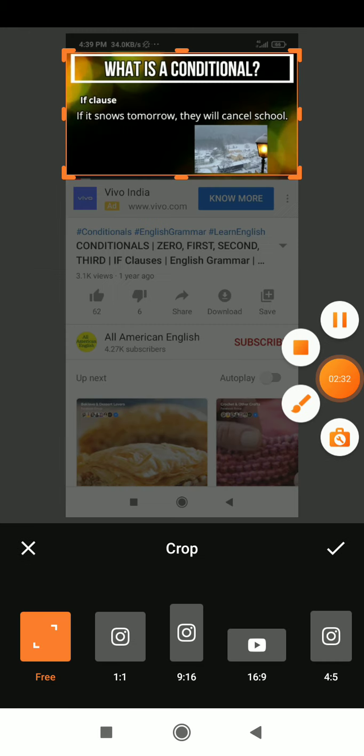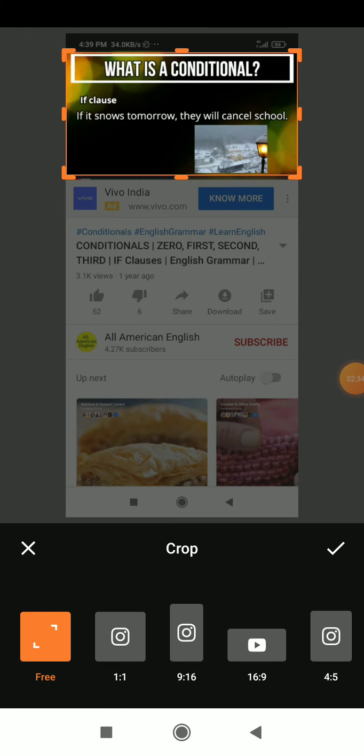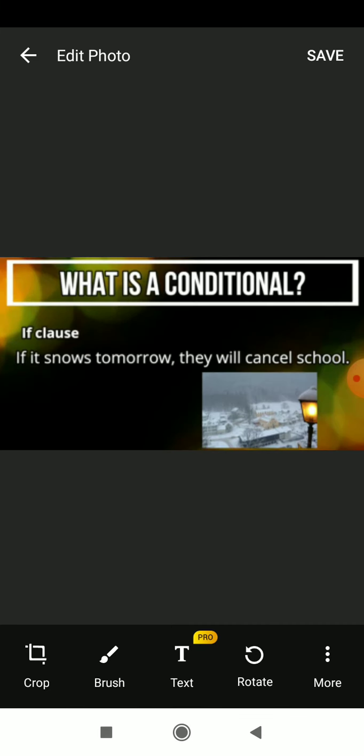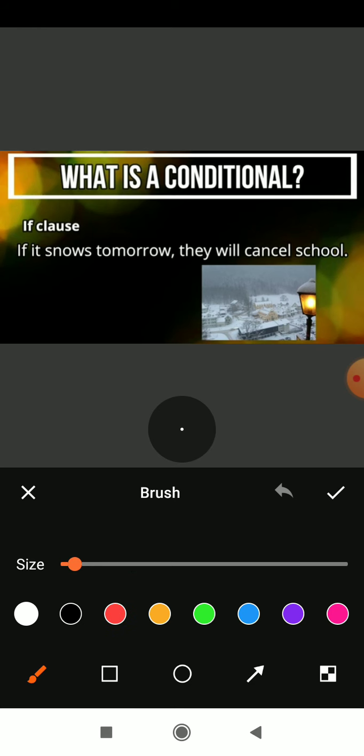So what is a conditional? It is divided into two parts, if clause and main clause. Let's read according to the example. It says, if it snows tomorrow, they will cancel school. Instead of snow, let's take rain: if it rains tomorrow, they will cancel school. When will they cancel school? If it rains, then only they are going to cancel it.